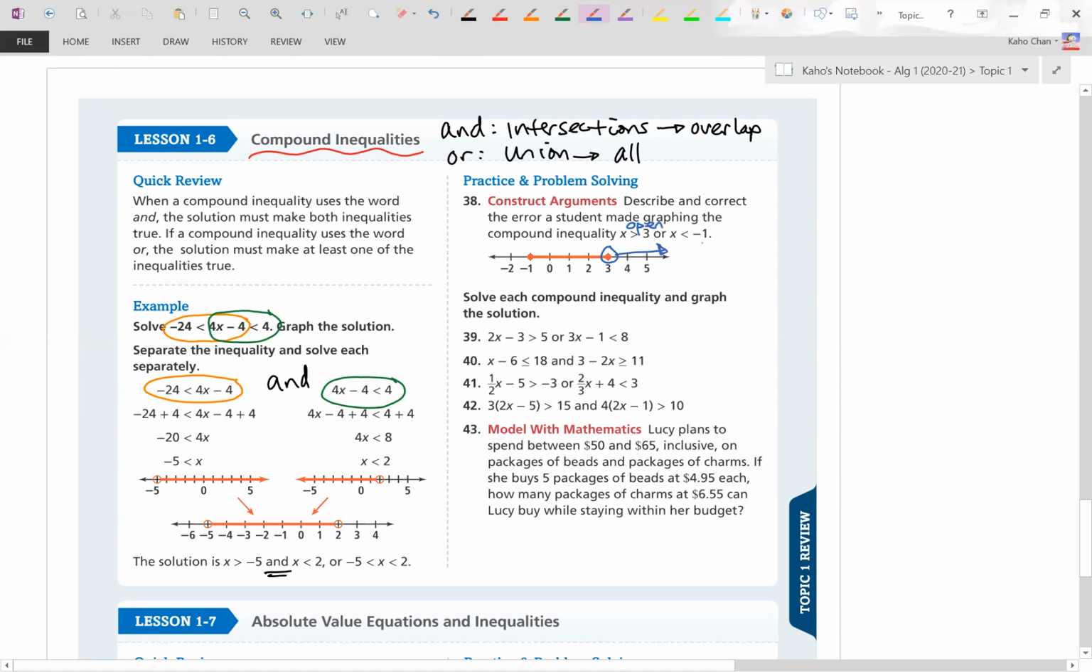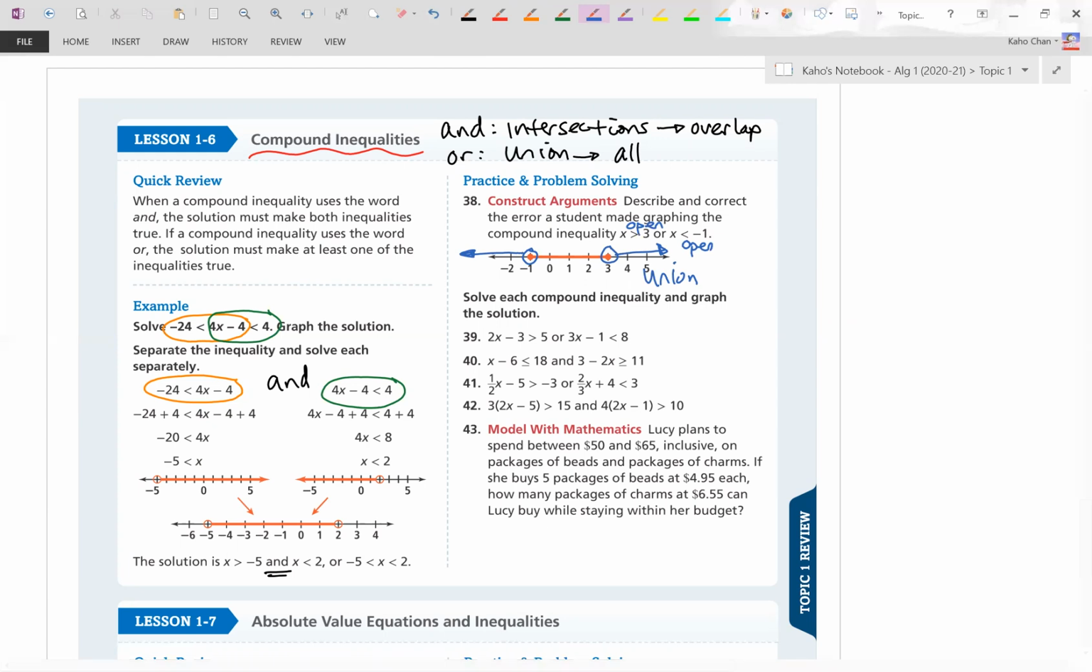And the word or also makes this very different. This is a union. And we're going the other way at -1. It's also an open circle at -1, and it should be going to the left. So it should be two separate rays, and that's where they made a mistake.